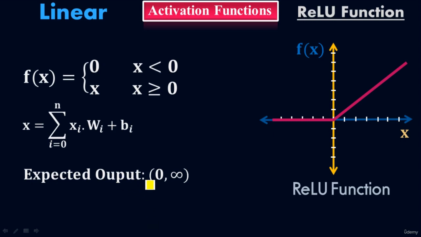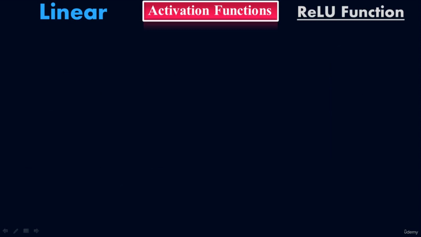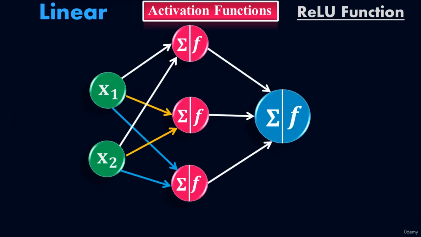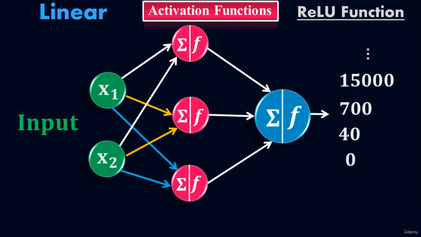So the output range is from 0 up to positive infinity. Infinity is not included. Remember, infinity is not a number. From 0 up to positive infinity. 0 is included, infinity is not included. Let me show a simple neural network here. If you pass the input, you will get the output range from 0 up to positive infinity.